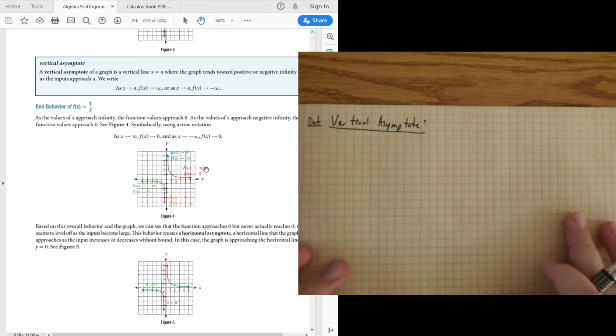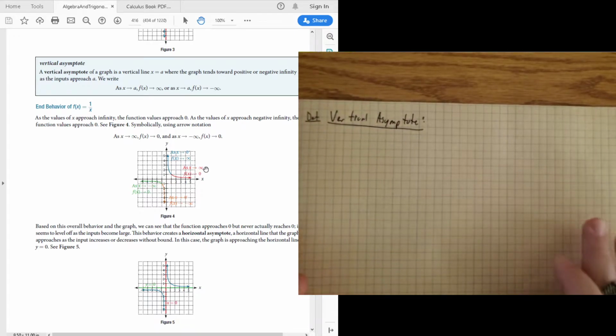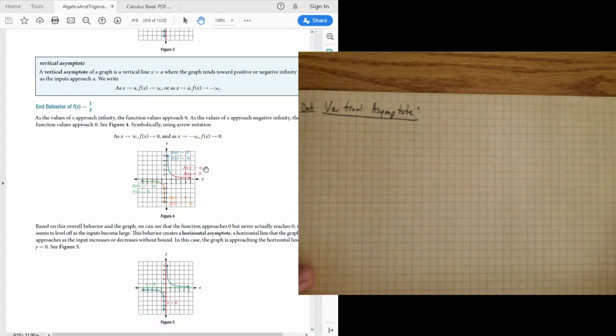Okay, notice the definition of vertical asymptote is written in arrow notation, so if you don't understand arrow notation, you can't understand this definition. Let's go ahead and take a look.